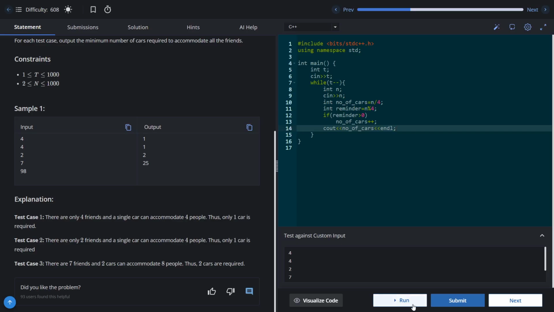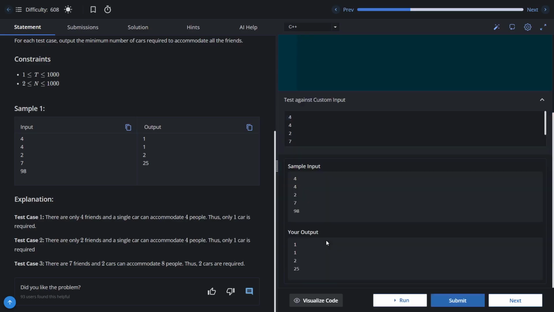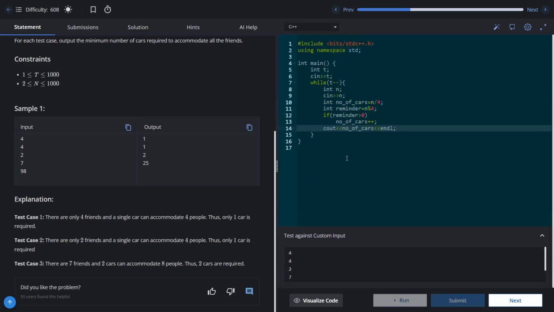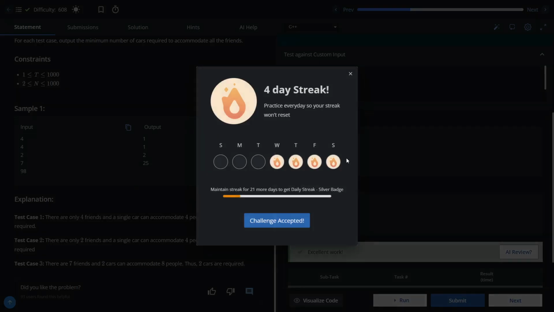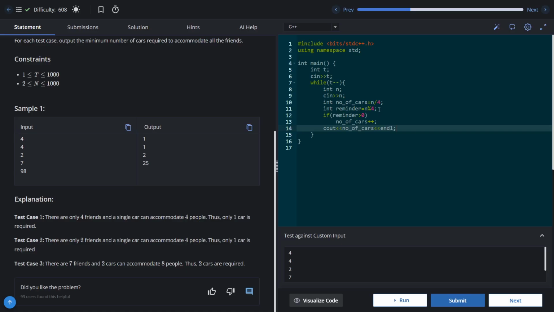Let's try to run the code. 11225, 11225. Let's try to submit the code. Yeah, it got accepted. It was easy only. You just need to figure out the division and modulo, that's it.